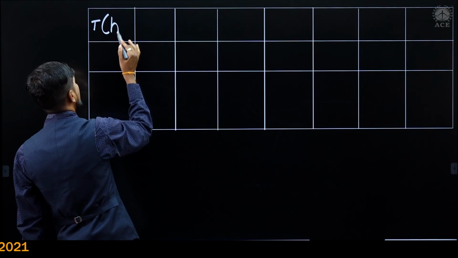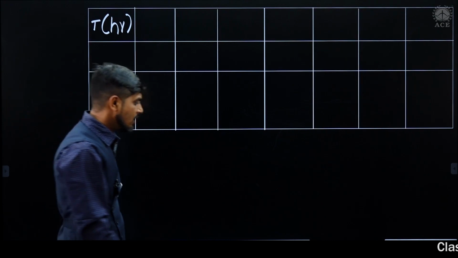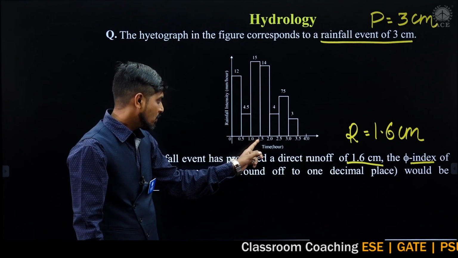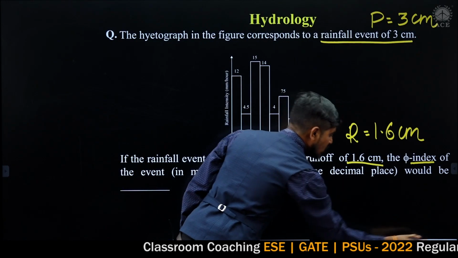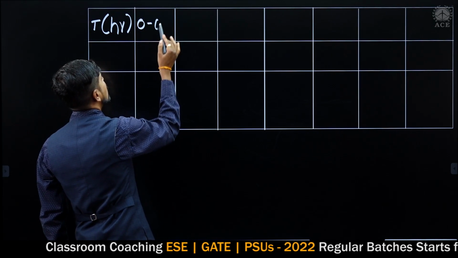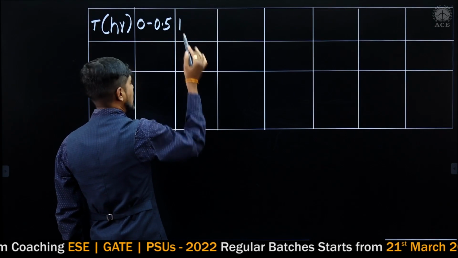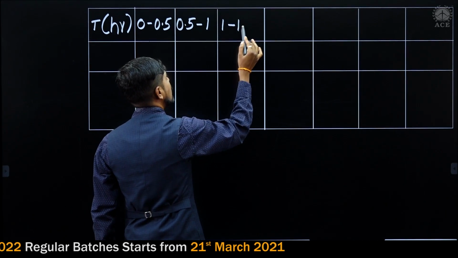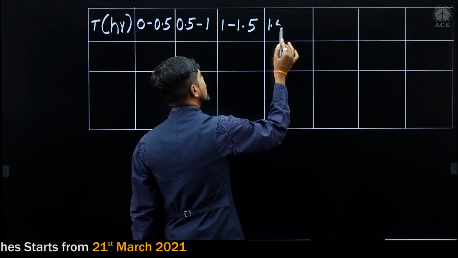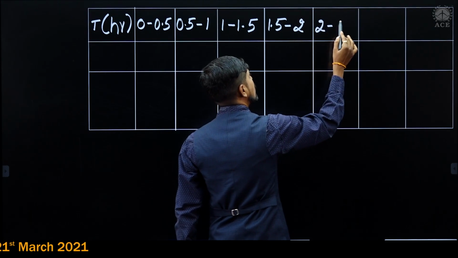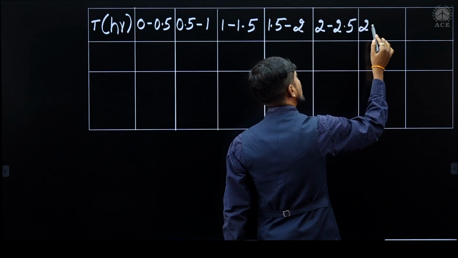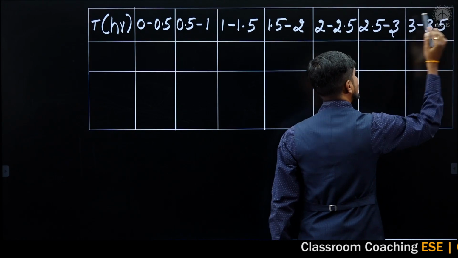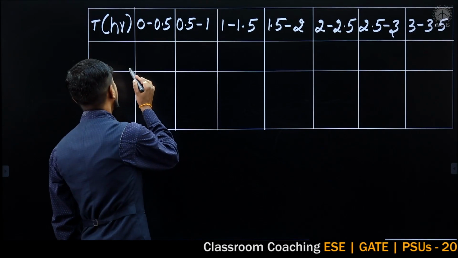Time in terms of hours, let me write. So it is half an hour time interval. You can see from the graph 0 to 0.5, 0.5 to 1, 1 to 1.5, 1.5 to 2, like that. Same timing I am going to write: 0 to 0.5, 0.5 to 1, 1 to 1.5, 1.5 to 2, 2 to 2.5, 2.5 to 3, 3 to 3.5.